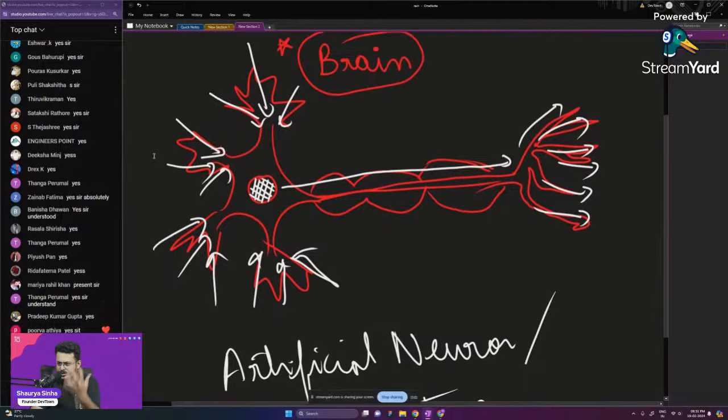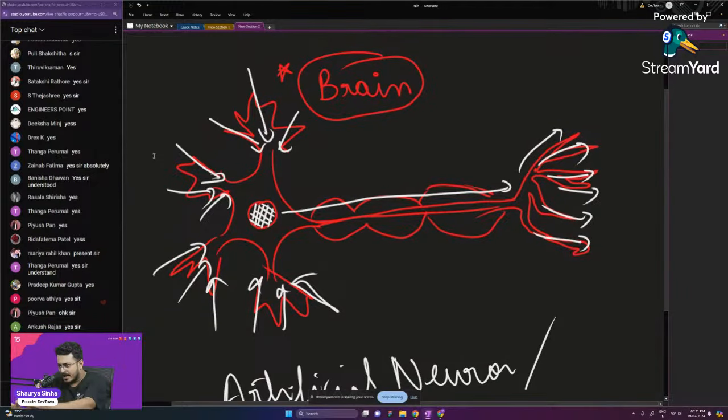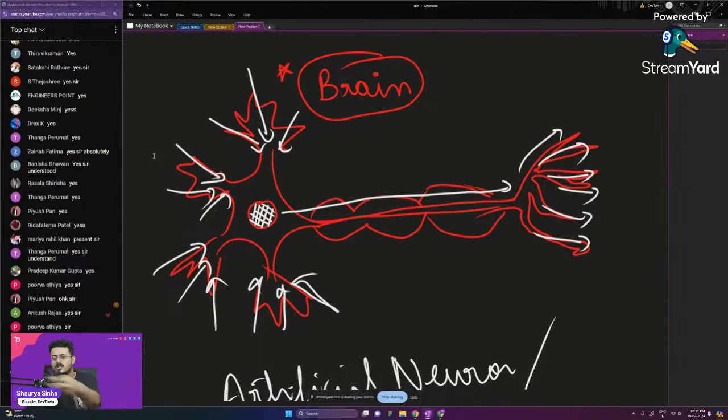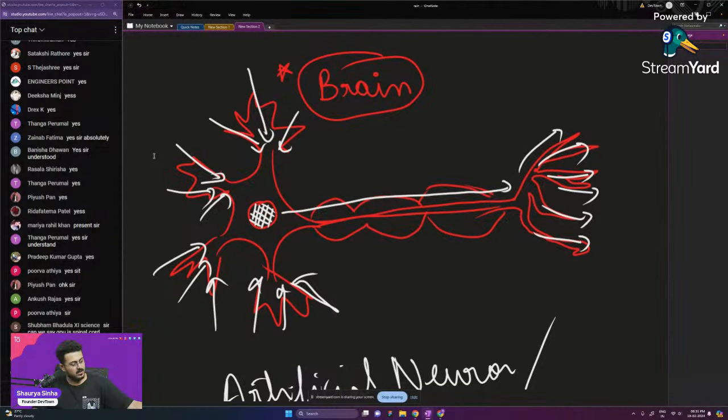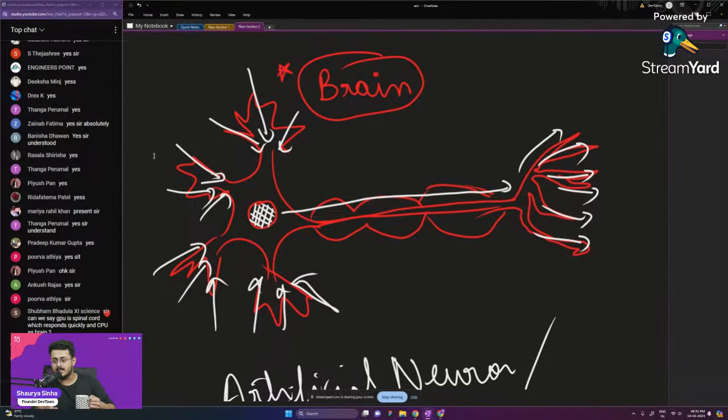So let us try to see this particular neuron and figure out what the three most important parts of this neuron are. Can somebody let me know? Think about it, guys. There's no issue in that. While you're thinking, I'll just sip a cup of coffee. Please let me know as well. Don't just think about it.